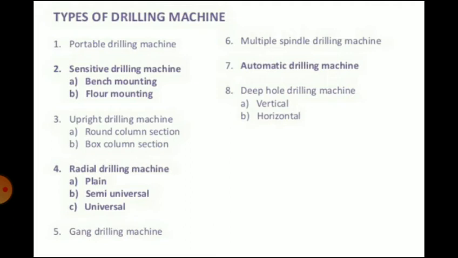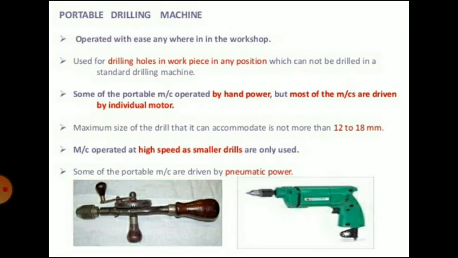Fifth is gang drilling machine. Sixth is multi-spindle or multiple spindle drilling machine. Then automatic drilling machines. And the last category is deep hole drilling machine. It is subclassified as vertical and horizontal. So this is regarding the classification of drilling machines. So the first category is portable drilling machine.